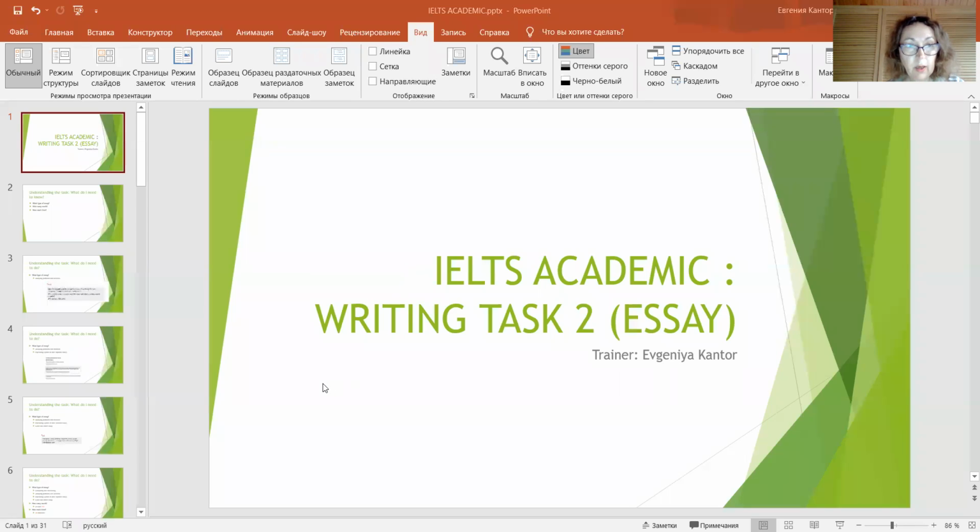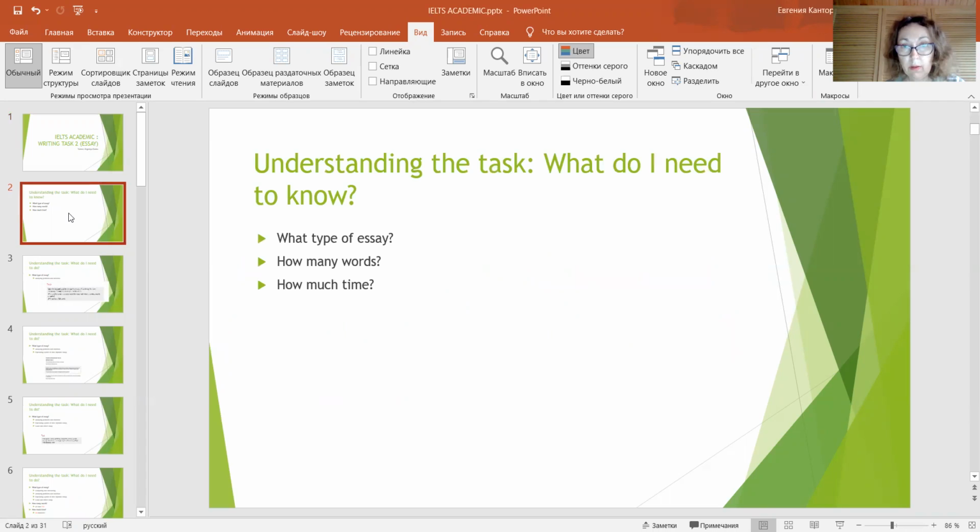Task 2, as you know, probably is an essay, and you probably remember that it is one of the most difficult tasks for most IELTS candidates. First of all, I would like you to understand and to remember that we do two tasks for academic IELTS. We do two writing tasks. One of them is a description of a graph, and the other one is an essay that we're going to discuss today. So first of all, you need to answer yourself two questions.